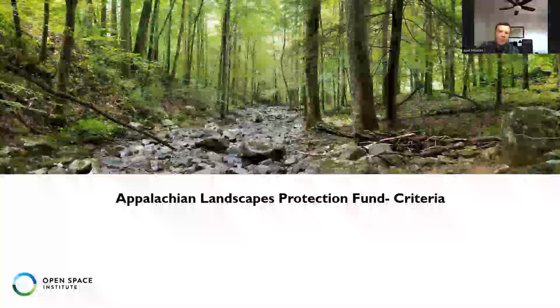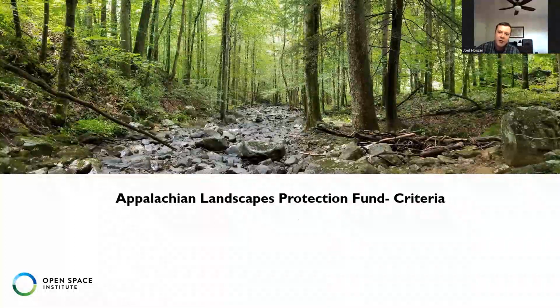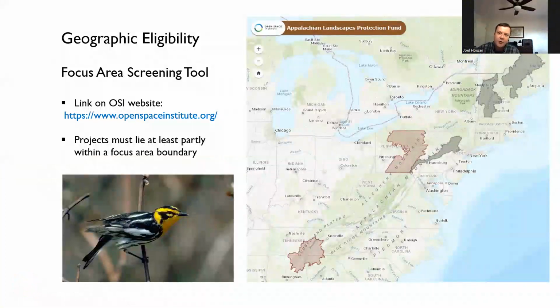Hi, everyone. In this section, I will touch on the criteria we use when evaluating proposals. First is a series of screenings. So the first thing for you to check is whether a project is within one of the focus areas for the fund. As Bill mentioned, we're currently accepting proposals for projects in the Western Central Pennsylvania and Cradle of Southern Appalachia focus areas, shown in red on this map.